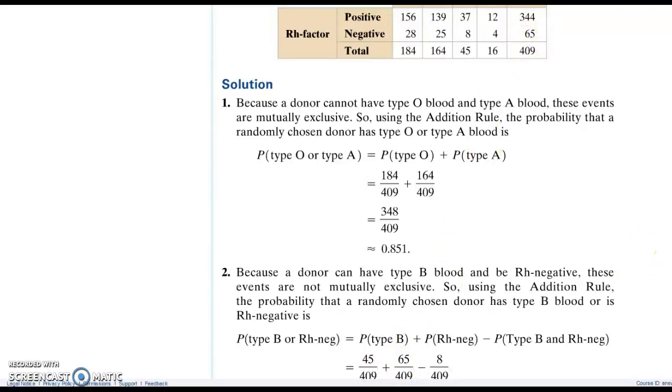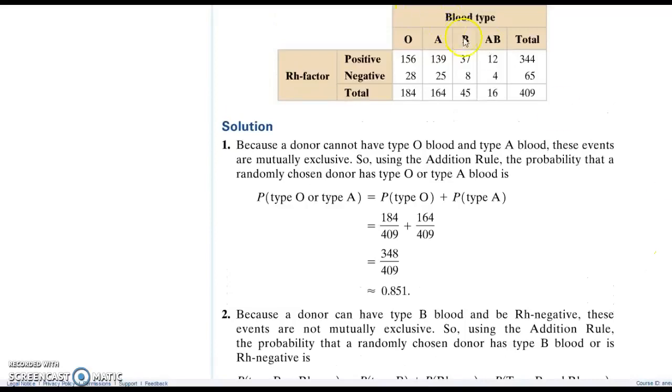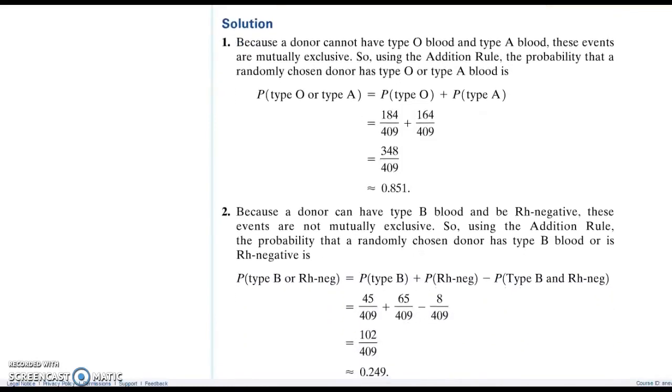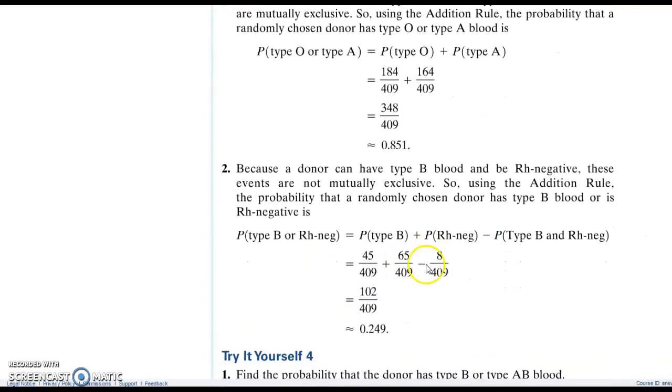And then we have to subtract the probability of being both. If you look up here, the probability of type B and negative, that's 8 people out of the total. 8 out of the entire 409 were in both. So that's the probability of being both. We're going to have to then subtract that probability that you meet both criteria, and that's how you get the final answer.